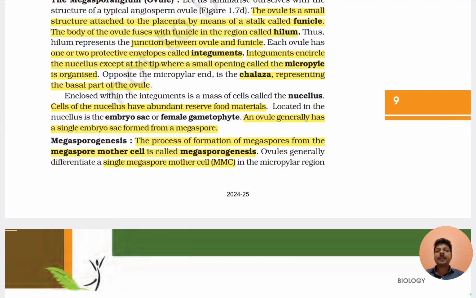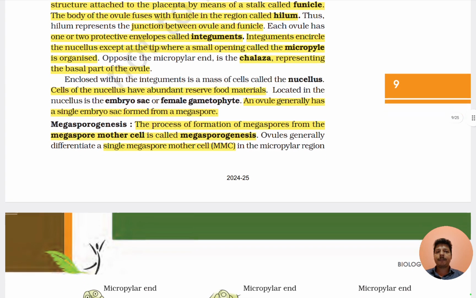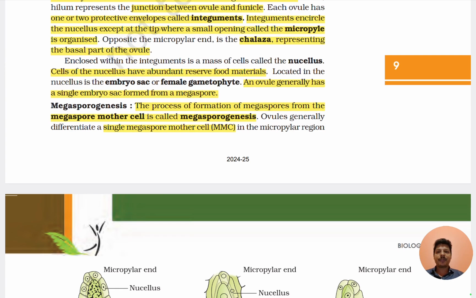Enclosed within the integuments is a mass of cells called the nucellus. Cells of the nucellus have abundant reserve food material. Located in the nucellus is the embryo sac or female gametophyte. An ovule generally has a single embryo sac formed from a megaspore.